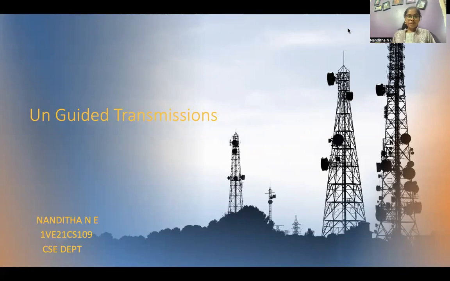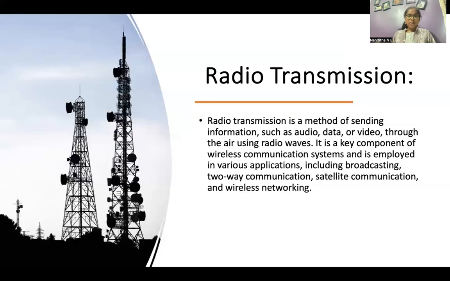Today I'm here to discuss unguided transmission. The first type of unguided transmission is radio transmission. Radio transmission is a method of sending information such as audio, data, or video through the air using radio waves.